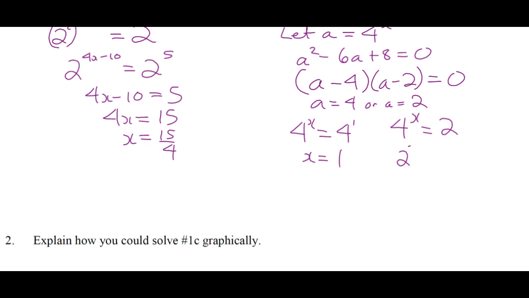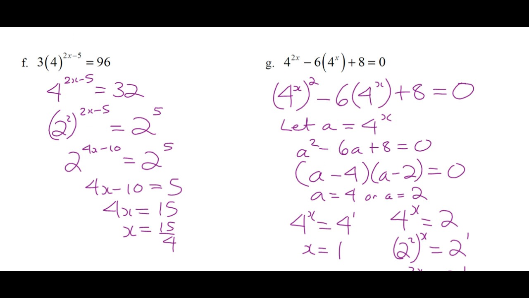But you could go 2 squared to the x is equal to 2. You could throw 1 in there if you like. So you go 2 to the 2x is equal to 2 to the 1. 2x is 1, x is 1/2. So if x is 1 or x is 1/2, this is going to solve, right? It's going to be a true statement. Right? So we're going to see a lot of that.